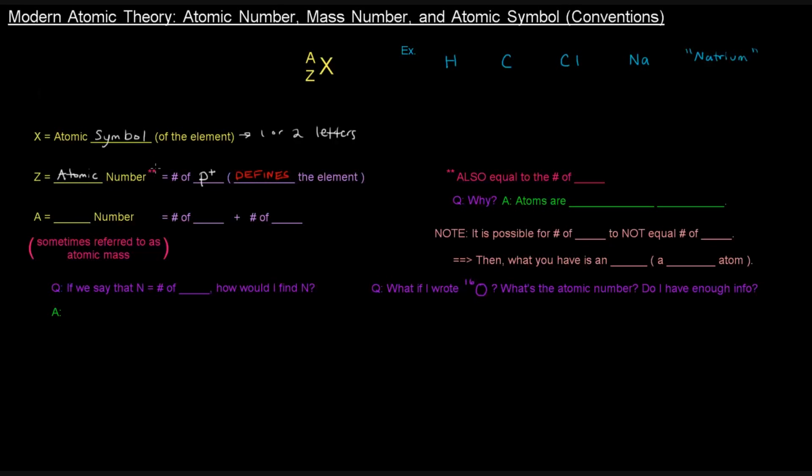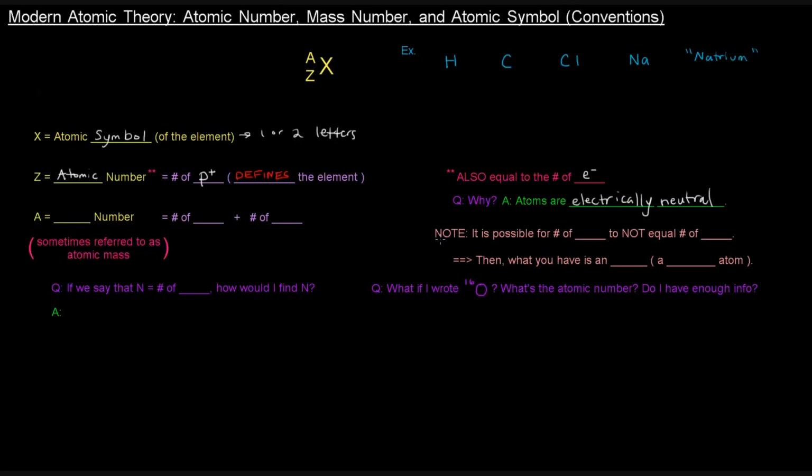Also, I've got these little asterisks here by atomic number. That atomic number is also equal to the number of electrons in that atom. Now, why would that be? Well, because you're talking about equal and opposite charges, right? Atoms are electrically neutral. We mentioned that in the previous video. They are electrically neutral.